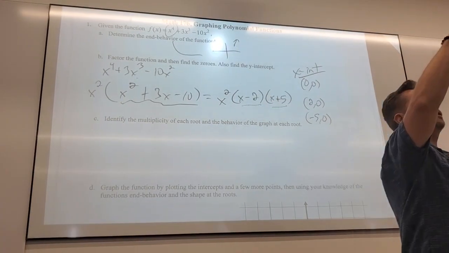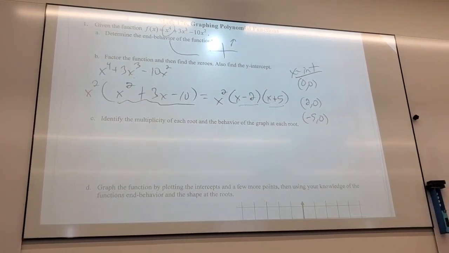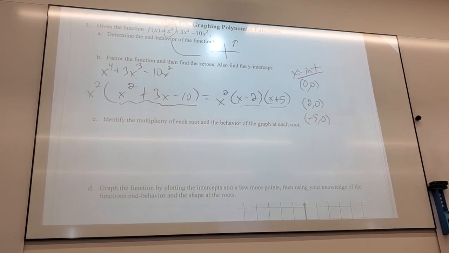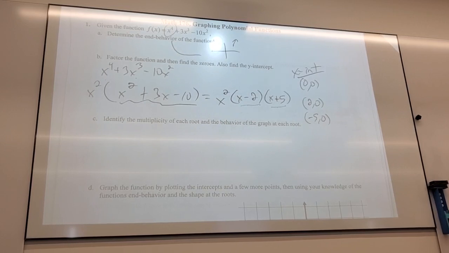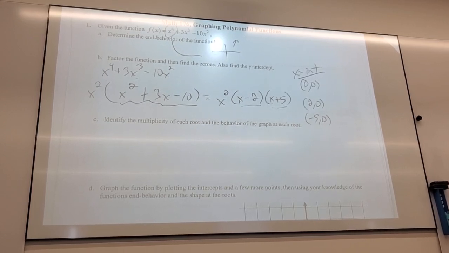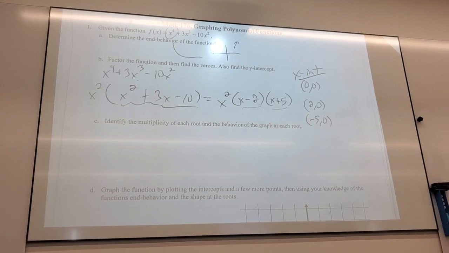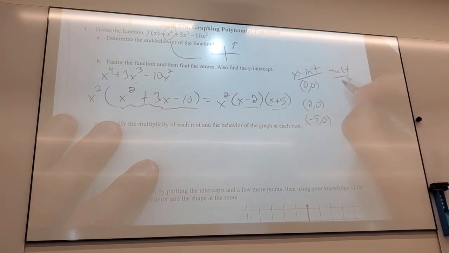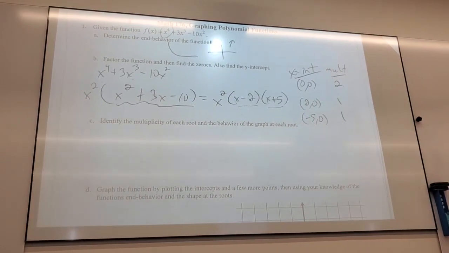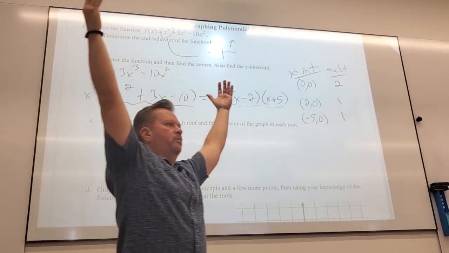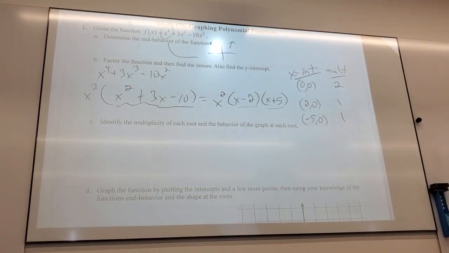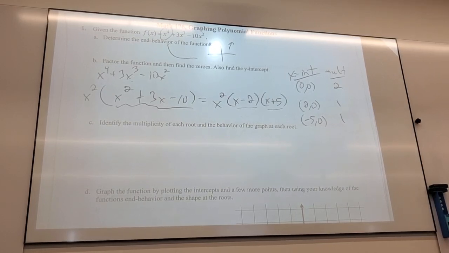So what's the degree of the term that I got 0 from for the x-intercept? 2. So what's the multiplicity of that root? 2. It's just another word we use. The multiplicity of 0, because it shows up a multiple number of times. It shows up twice, so we call it a multiplicity of 2. And what's the multiplicity of the other 2? Even multiplicities turn, because it's just like a parabola. Odd multiplicities go through. Even turns, odd goes through.